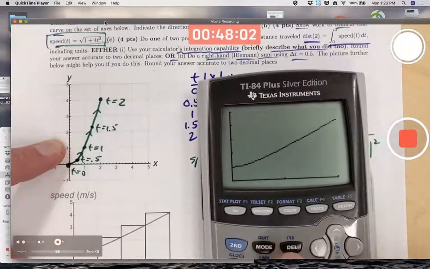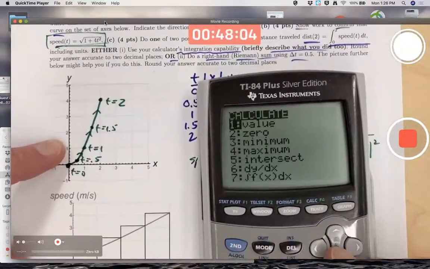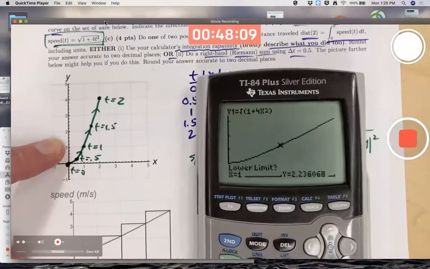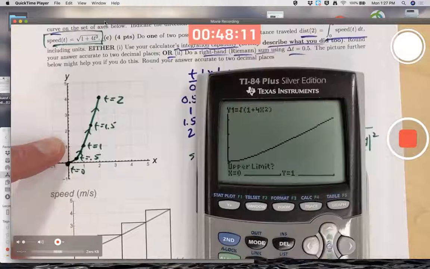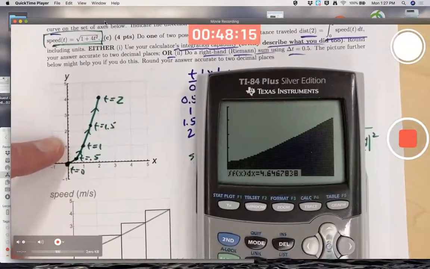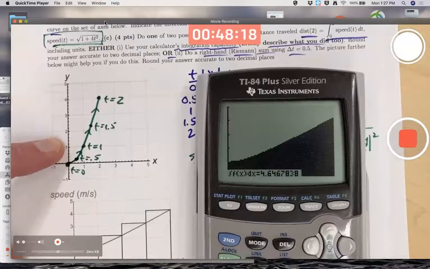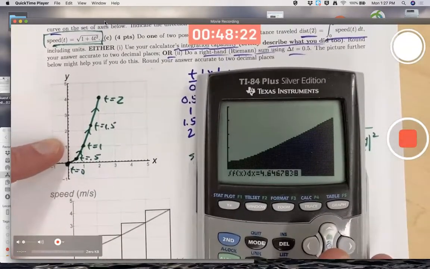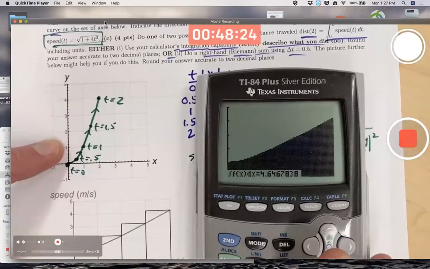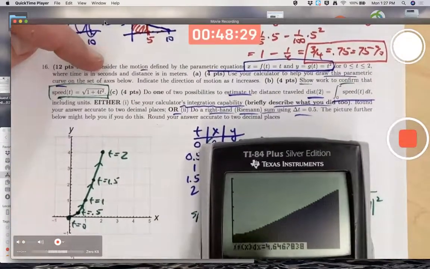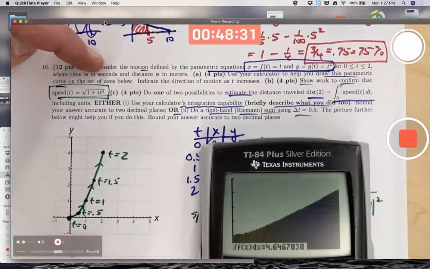So I could do it on the calculator. I could go calculate menu, integral, lower limit of 0, upper limit of 2. It'll calculate the area under the curve. About 4.65. That's the distance traveled in whatever units are given here. Time is in seconds and distance is in meters, is what it says up here. So this integral would be the distance traveled in meters, about 4.65.